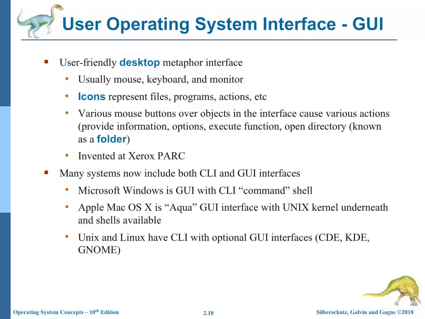Many systems now include both a CLI, command interpreter, and a GUI interface. Microsoft Windows is a GUI with a CLI command shell. Apple Mac OS X is an Aqua GUI interface with a Unix kernel. Unix and Linux have a CLI with an optional GUI interface.